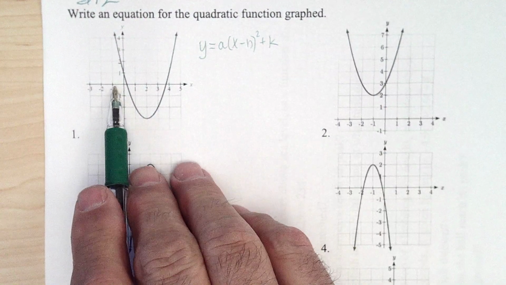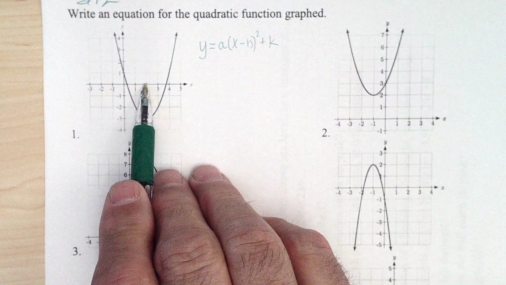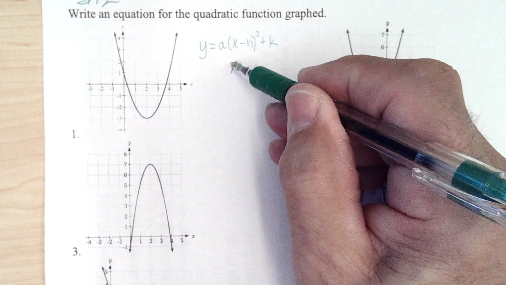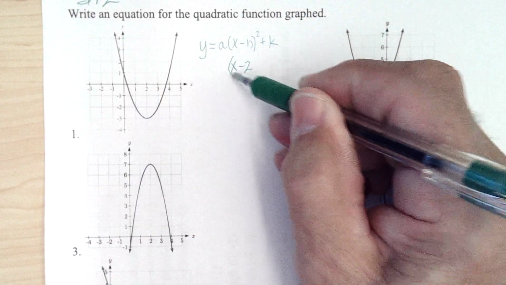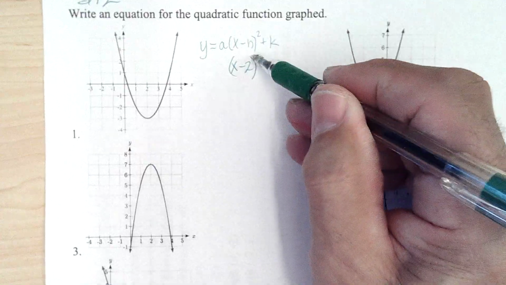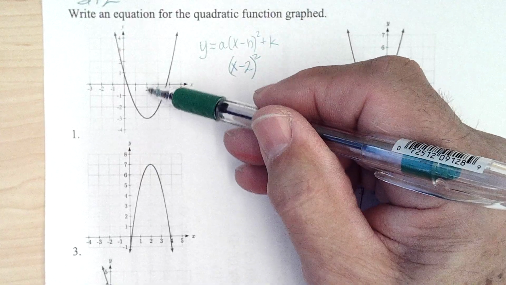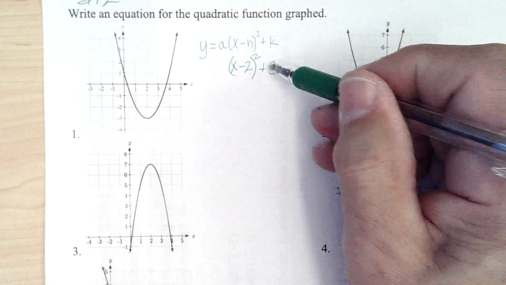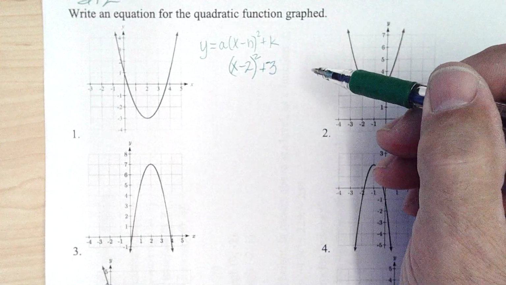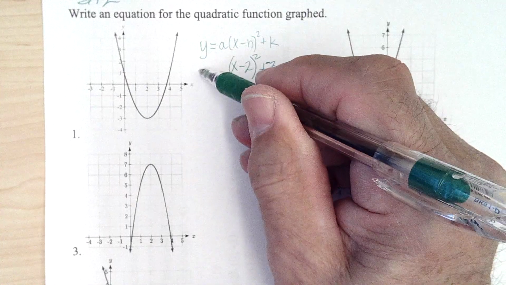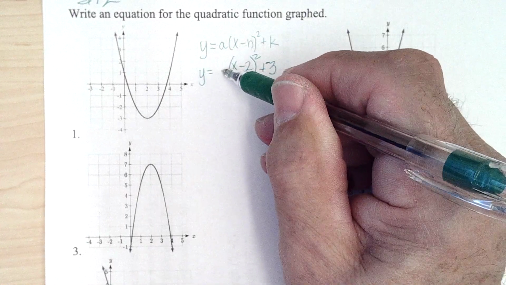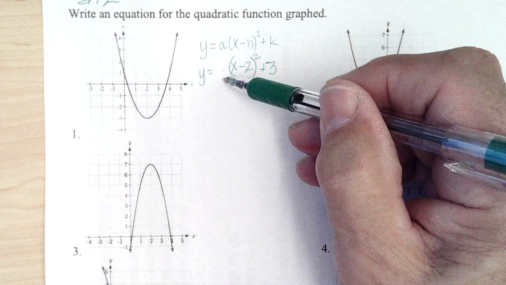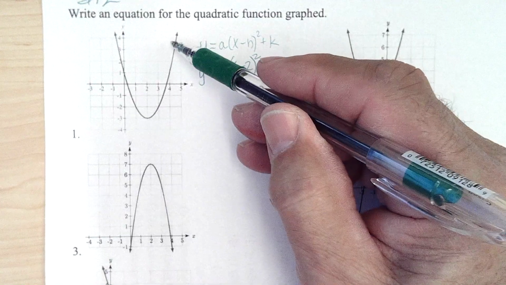See, this parabola got moved over 2, so that makes it x minus 2 to move it plus 2. It got moved down 3, so that would be negative 3 there. And there has to be something that's times it. Well, the a's got to be positive because it's still going up.